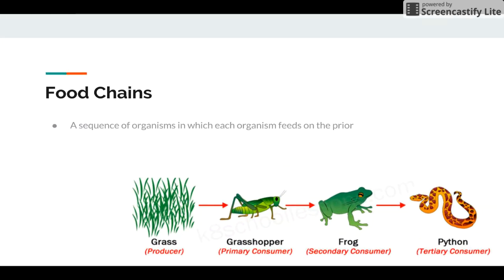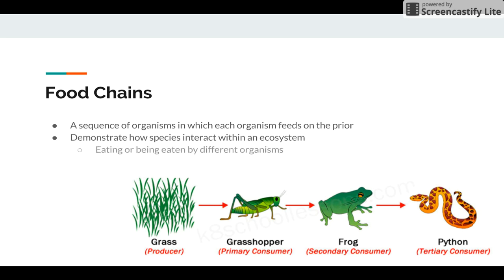Food chains. The food chains are a sequence of organisms in which each organism feeds on the prior. It demonstrates how species interact within an ecosystem, the eating or being eaten of different organisms as well. An example would be a producer, a primary consumer, a secondary consumer, and a tertiary consumer.